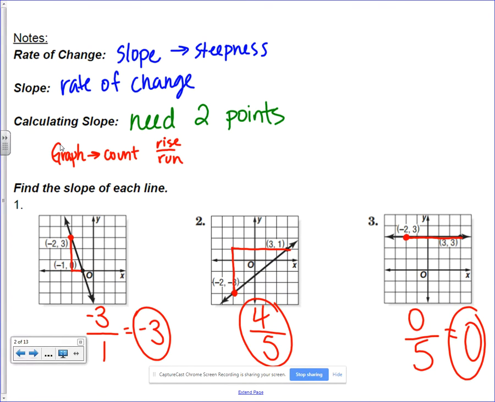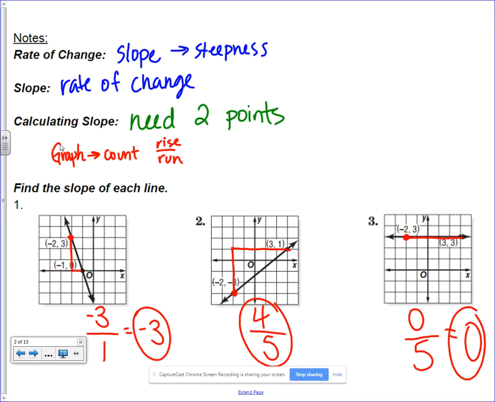Do they both have a z in them? Horizontal and 0. Yes, that's how I remember it. Horizontal lines have 0 slope. Make sense? Okay. Now, I don't have a graph for the next set of problems, do I?